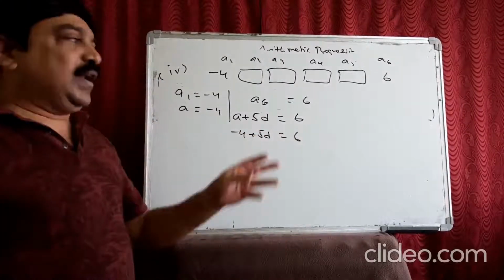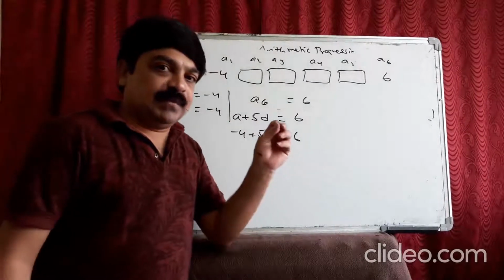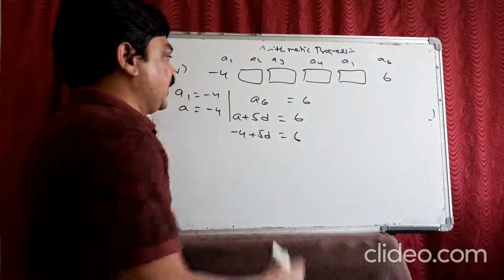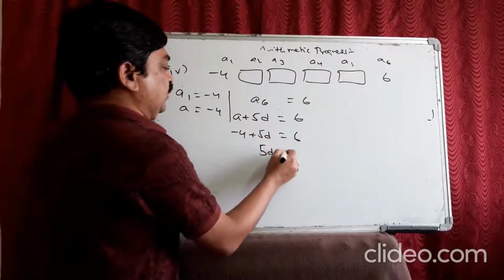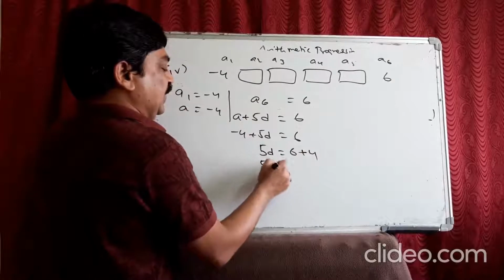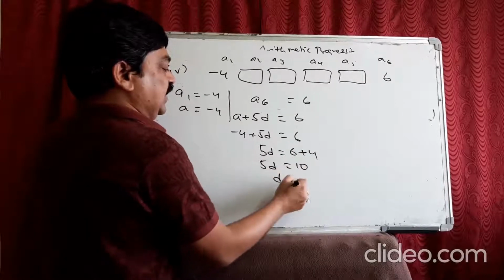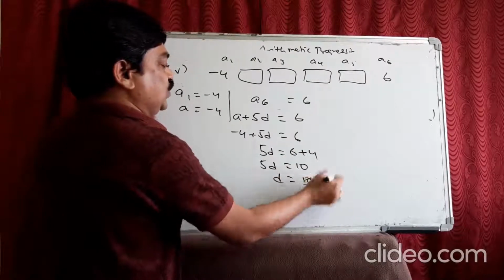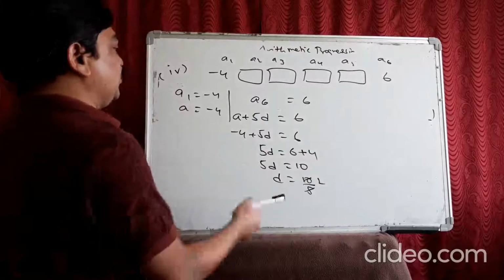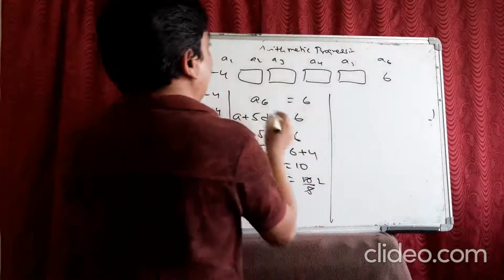Guys, I am writing the formula directly. AN is A plus N minus 1 into D. So 5D is equal to 6 plus 4. 5D is equal to 10. D is equal to 10 by 5. D is 2. When you get D value 2 and A is this, what we need?